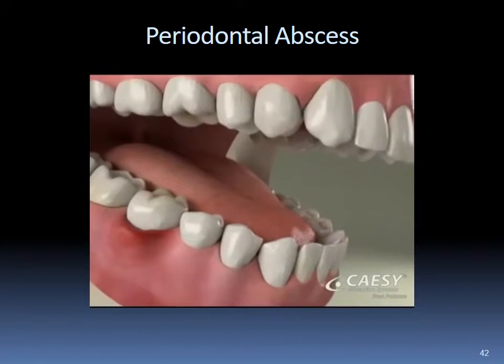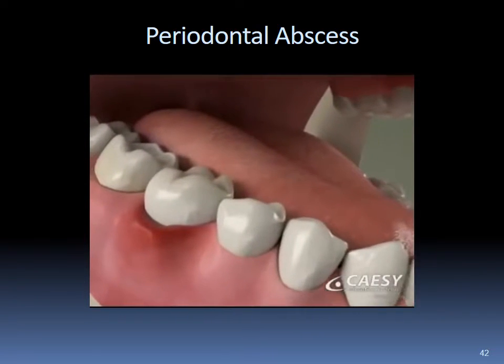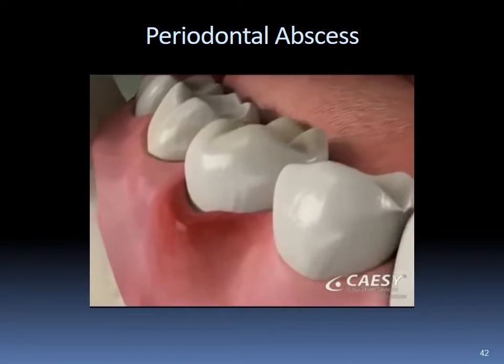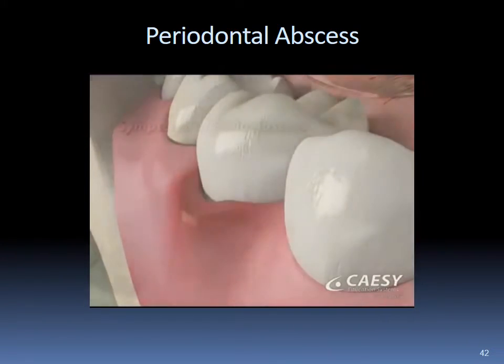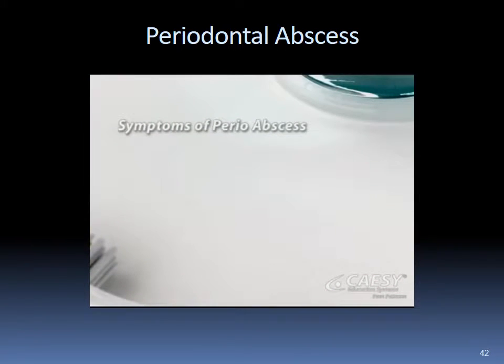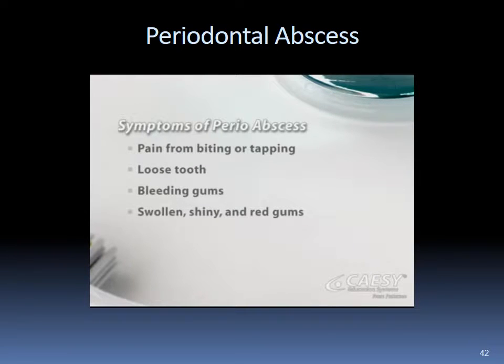A periodontal abscess is a pocket of pus that typically forms in the space between the gums and the tooth. This space is called the sulcus. You may know you have an abscess when the affected tooth hurts when you tap or bite on it, the tooth is slightly loose, and the gums bleed and are swollen, shiny, and red or deep red-blue. On the other hand, you may have none of these symptoms at all.